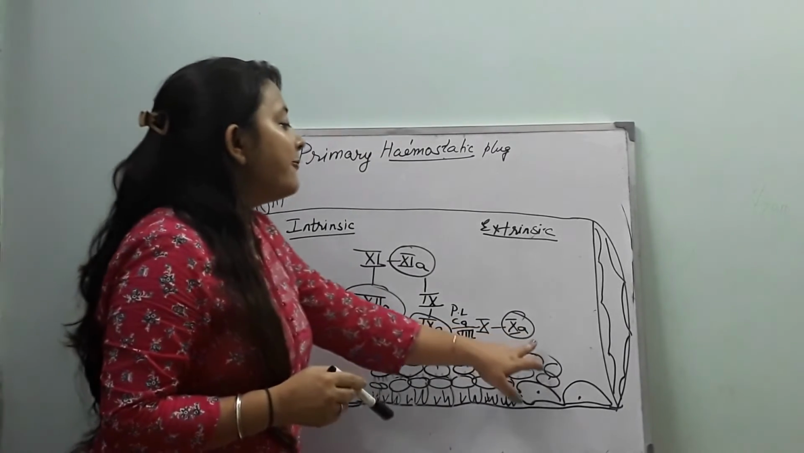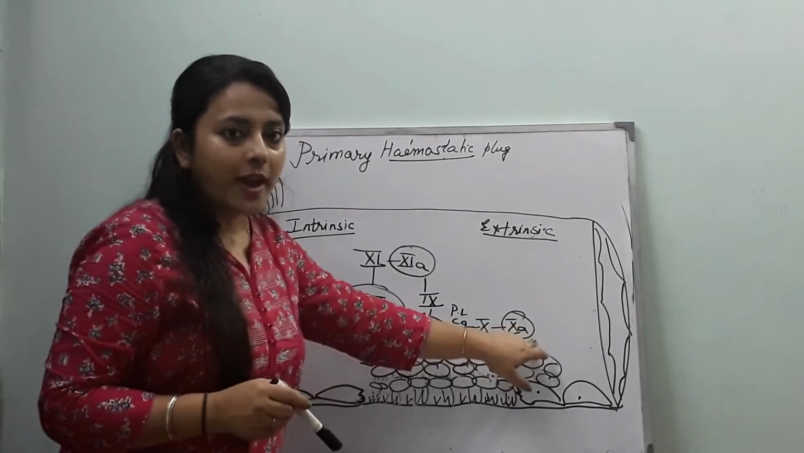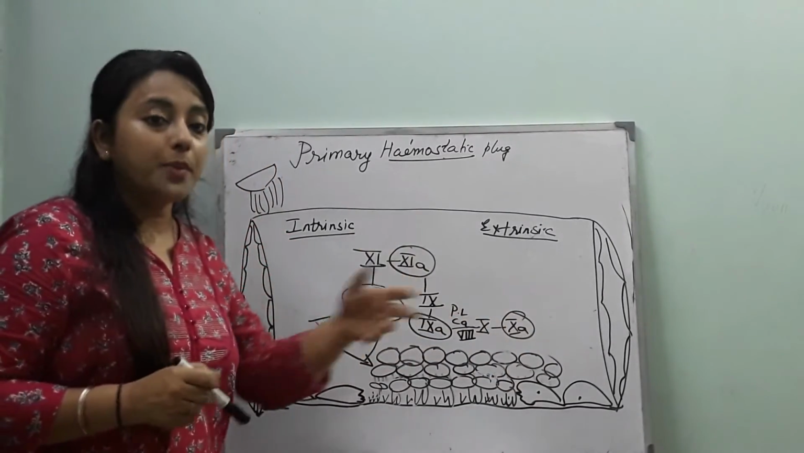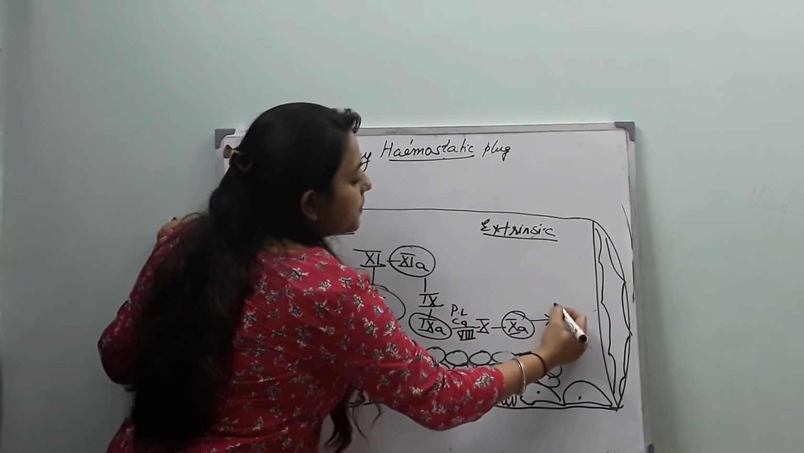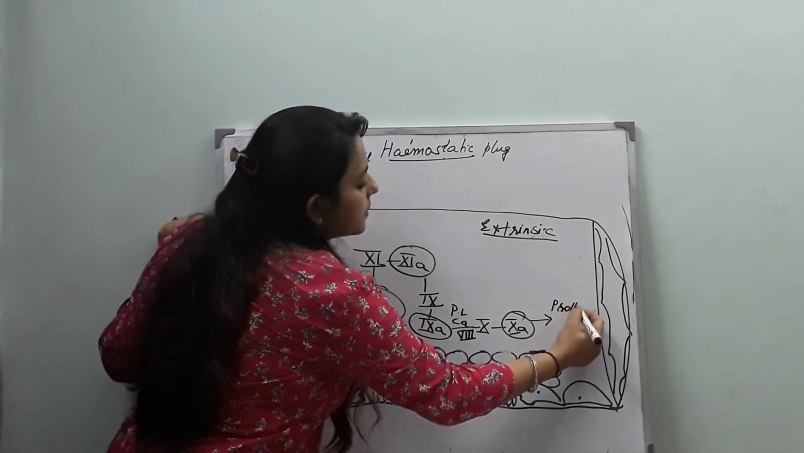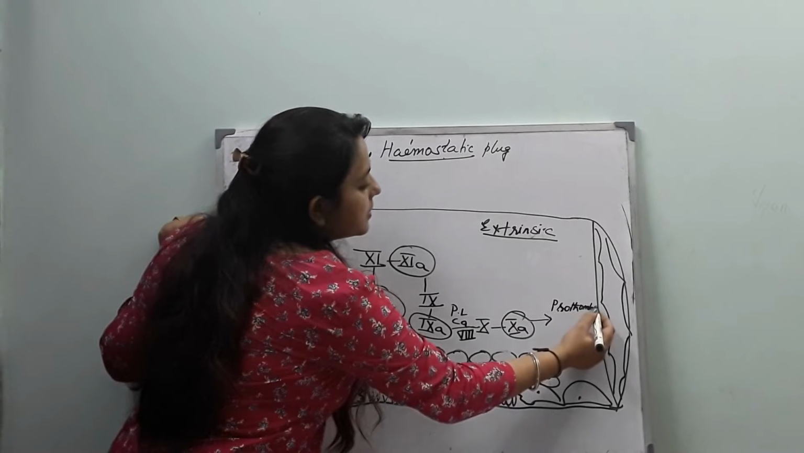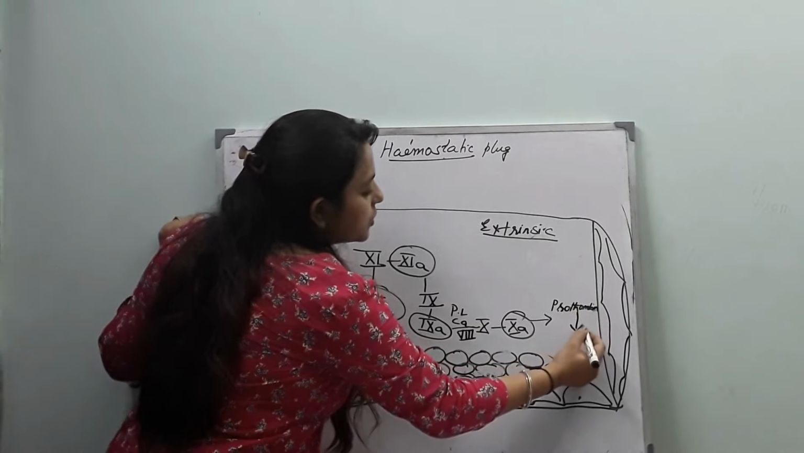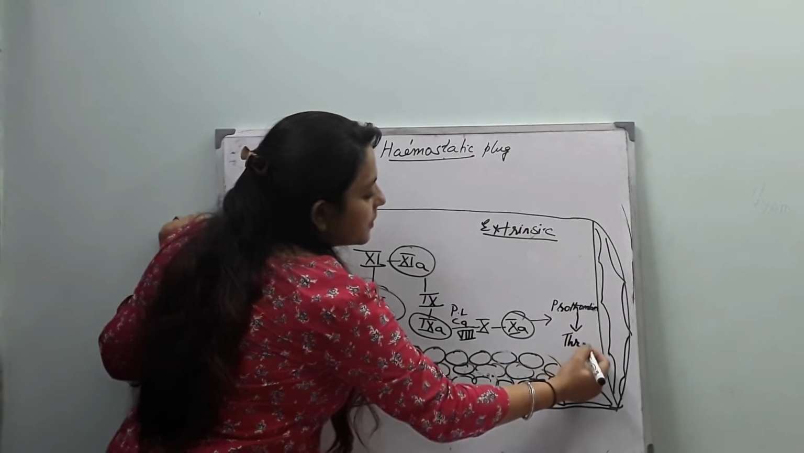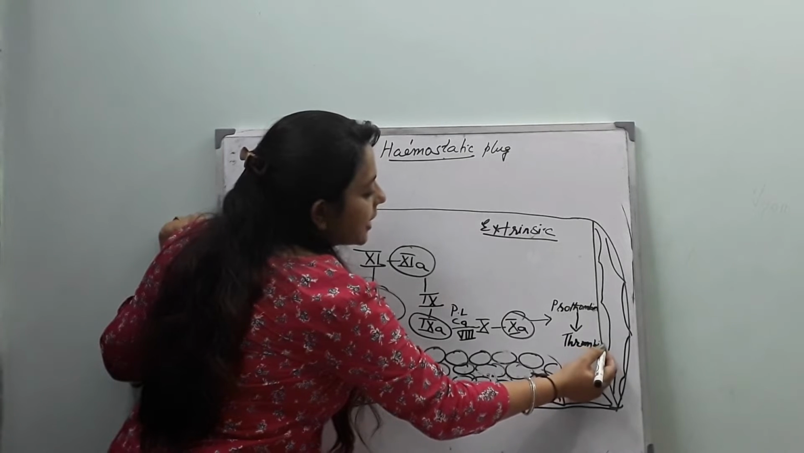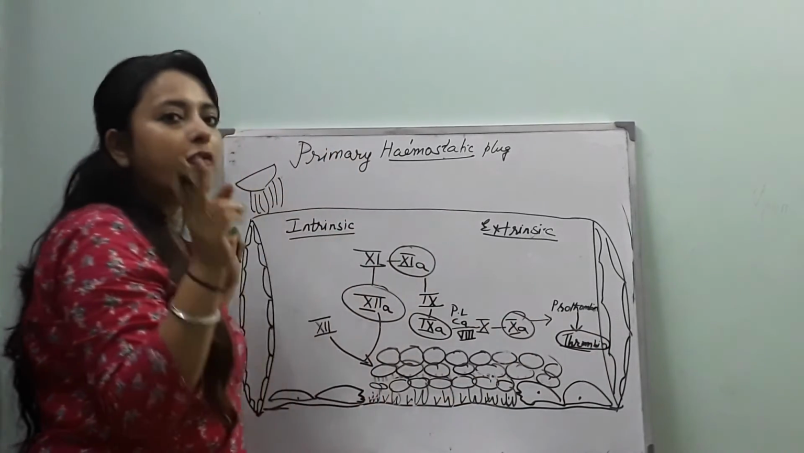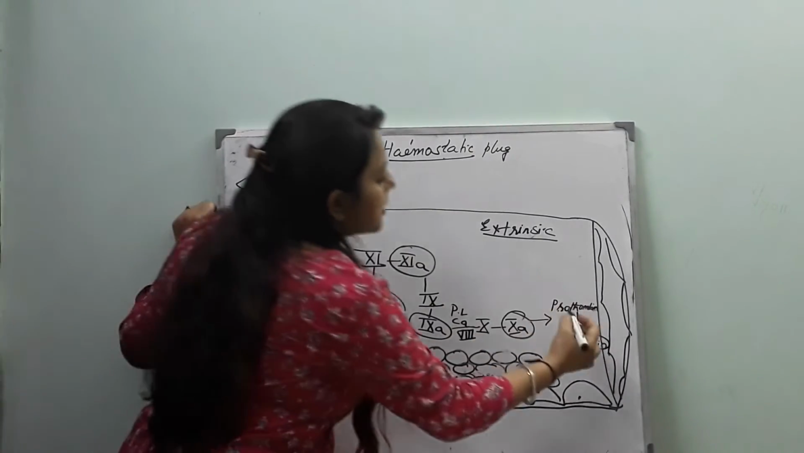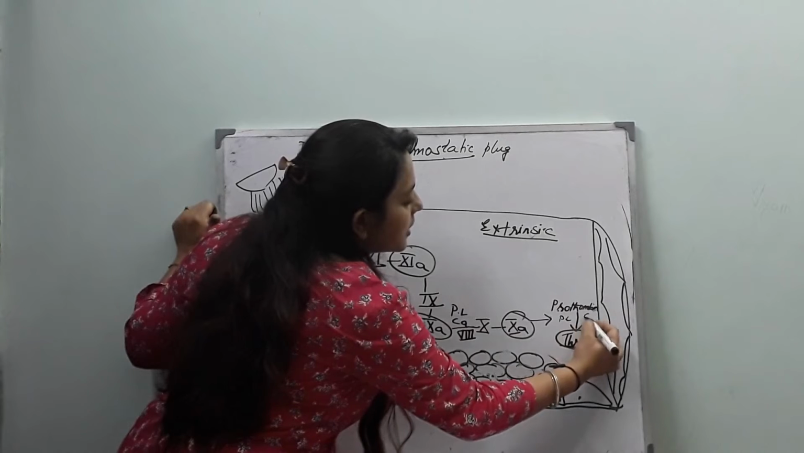Now what happened? Activated factor number 10 activates the prothrombin to thrombin. It activates the prothrombin to thrombin in the presence of phospholipid, calcium, and factor number 8.